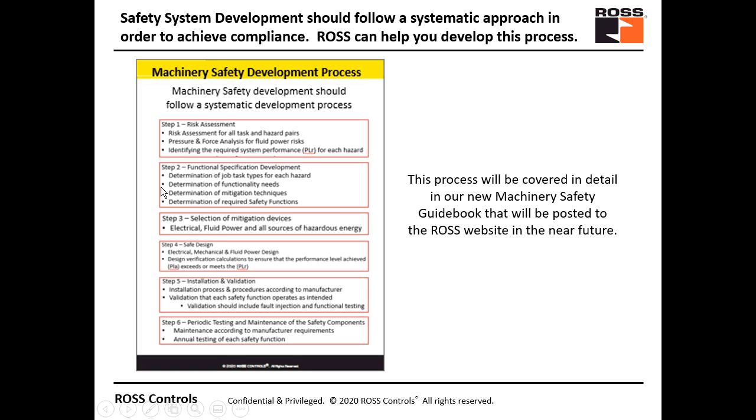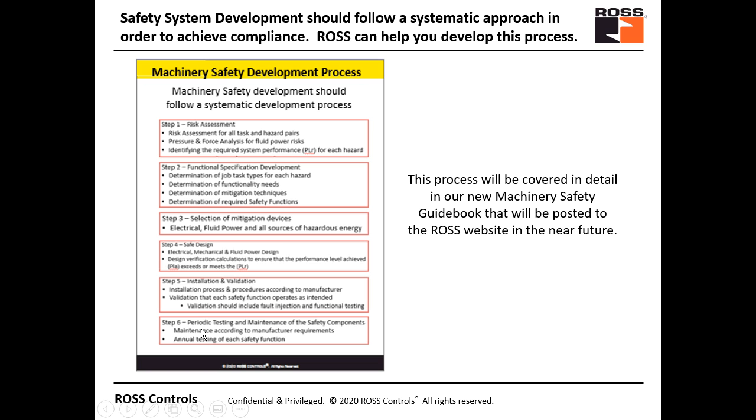Then you got to select that product, both the input, logic, and output devices. Then you get into the design and these design verification calculations that I showed you today. And then we need to verify that our design meets the requirements of the risk assessment. So we said PLd. Did we meet PLd? So we need to verify that we met the risk assessment requirement, which is what we did today. There also has to be installation and validation during the commissioning phase of the process. There should also be periodic maintenance and testing of the safety system.